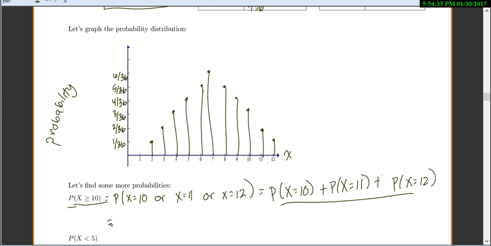And for each of these probabilities, you just go back up and look at your chart or your graph if you prefer. So for x equals 10, that is at, well, if I draw it to scale, we are at 3 out of 36. For the 11, we're at 2 out of 36. And the 12 is 1 out of 36. So this would be 6 out of 36. Again, you can simplify your fractions, but if you're going to be doing a lot of problems that all have the same denominator, I just keep it as it is so you can compare them easily.